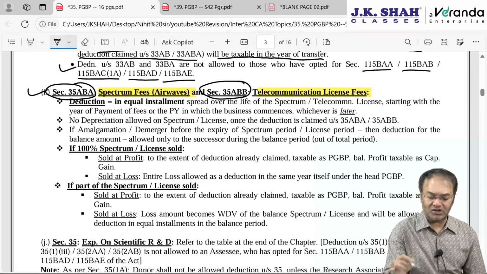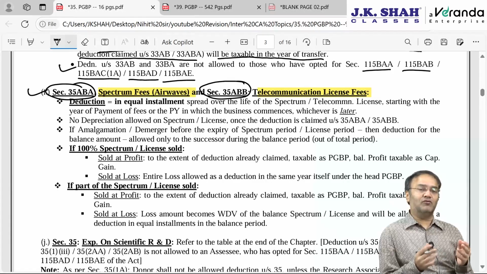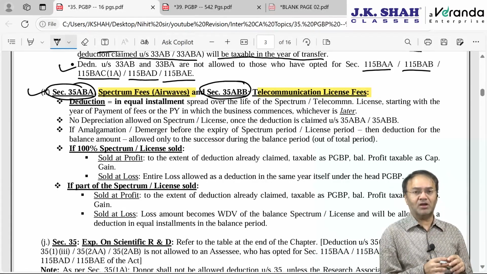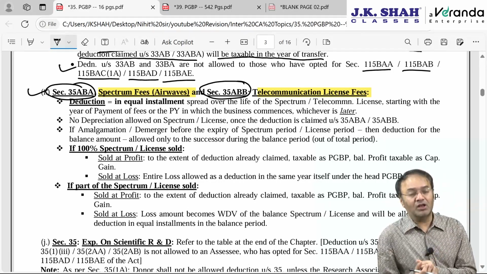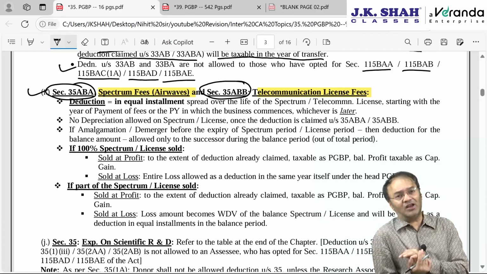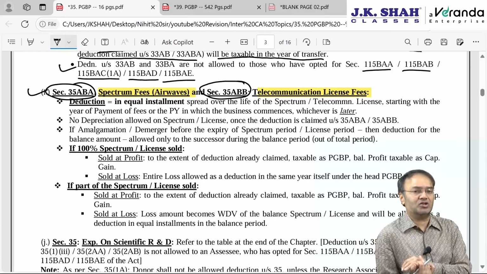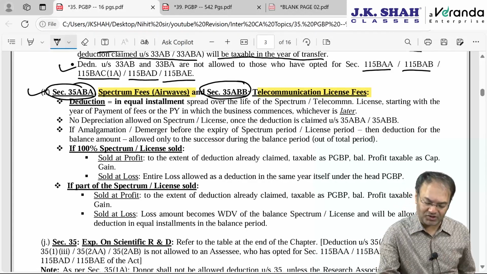Both of them, deductions are allowed. They are in the nature of capital expenditure practically. So if Vodafone, Reliance Jio, etc. have paid 50,000 crore to the government, that is the Telecommunication Department, which is ideally a capital expenditure, then also deduction will be allowed under this section in equal installments. Assessee could be any person.